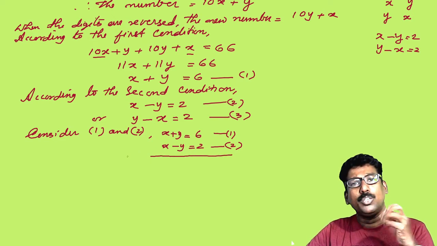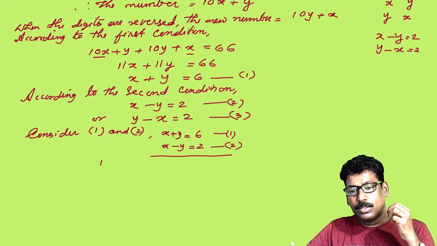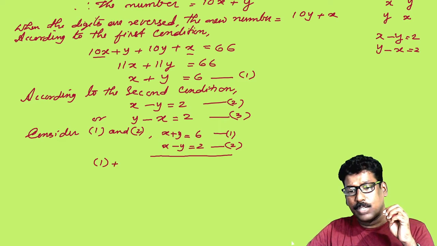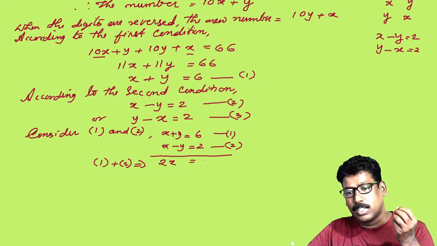To remove y, you add these equations. That also you can do. So that step you can write as equation 1 plus equation 2 implies x plus x is 2x, y plus y is 0, 6 plus 2 is 8. Therefore, x is equal to 8 by 2, which is equal to 4.